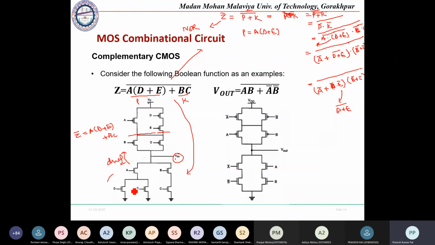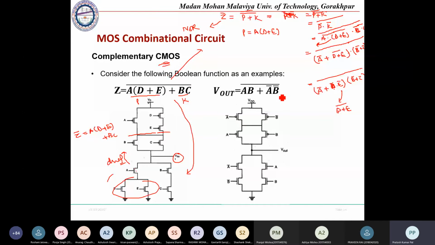These two are in parallel, so here it will be in series, and this one and this one are in series, so here it will be in parallel. So this one and this one will be in parallel. Okay, so this is how a dual implementation is done. So we'll be implementing any complex function by using a CMOS implementation.